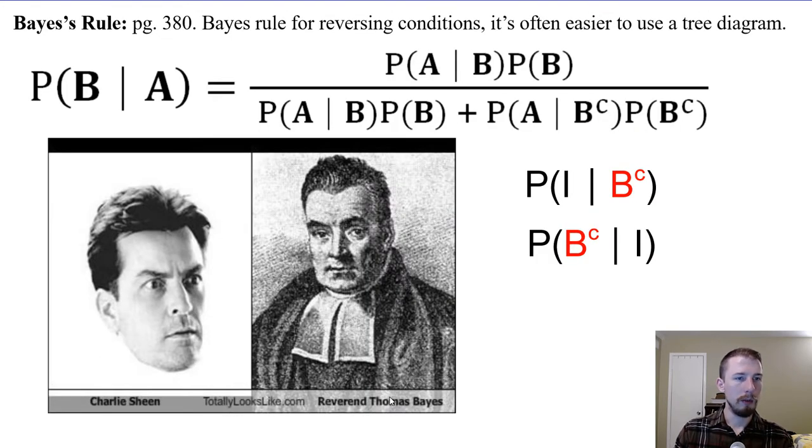All right, so if we wanted to reverse the condition, so if we have the probability of A given B and we want to find the probability of B given A, so we just want to switch the conditions, it's not that simple. There is something called Bayes' rule, and apparently Reverend Thomas Bayes looks a lot like Charlie Sheen. I thought that was kind of interesting. So if we wanted to reverse those conditions, we could actually use this formula. It's kind of a disgusting, nasty formula, but just wanted to show it to you.